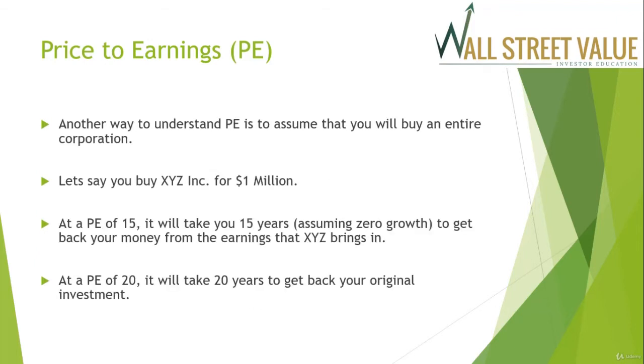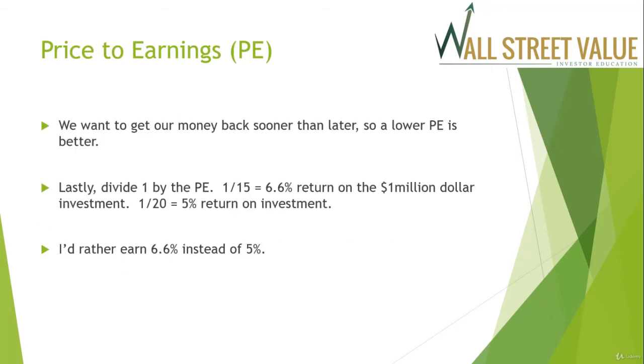Another way to understand PE is to assume that you will buy an entire corporation. Let's say you buy XYZ Incorporated for $1 million. At a PE of 15, it will take you 15 years, assuming zero growth, to get your money back from the earnings that XYZ brings in. At the PE of 20, it's going to take you 20 years to get your original investment back. We want to get our money back sooner than later, so a lower PE is better.